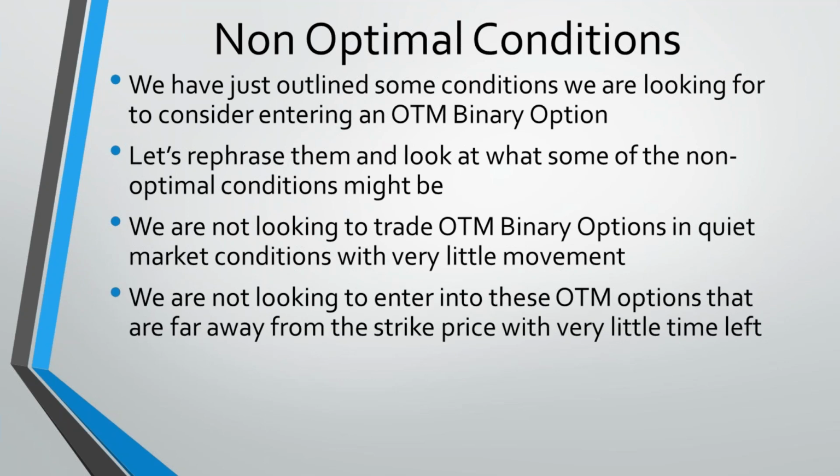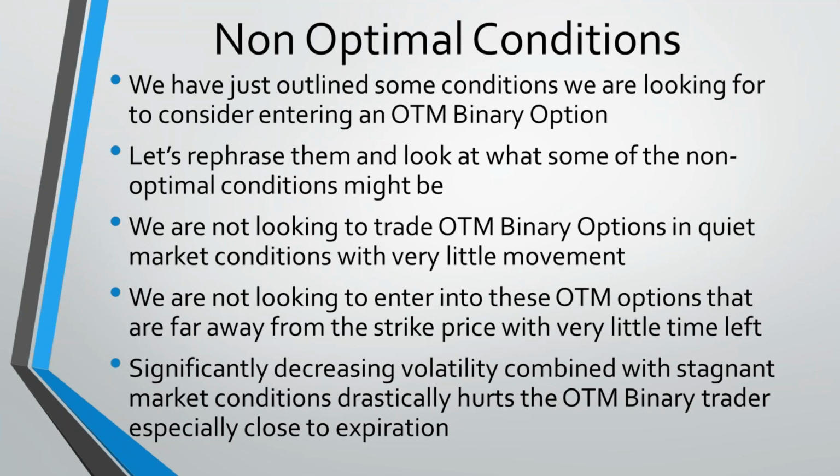We are not going to enter into these options that are far away from the strike price, especially with very little time left. Why? Because you have very little delta. So even if your underlying starts moving, unless that underlying gets above the at-the-money price, your option will expire worthless. And the closer and closer you get to expiration, the more that theta is kicking in to deteriorate the option price. You're losing that extrinsic value in a more and more rapid fashion.